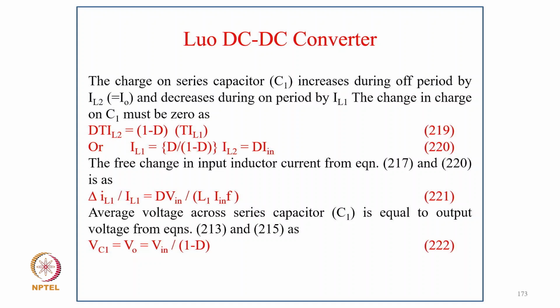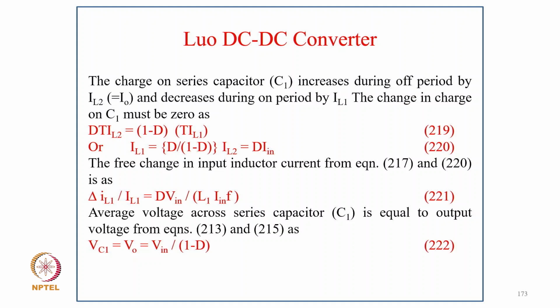The change in the charge on C1 must be 0. So dt IL2 equal to (1 minus d) dIL1, or IL1 equal to d upon (1 minus d) IL2, that is d into IN, and the change in input inductor current from these is delta IL1 equal to Vin dt divided by L1, or Vin d divided by L1 F.